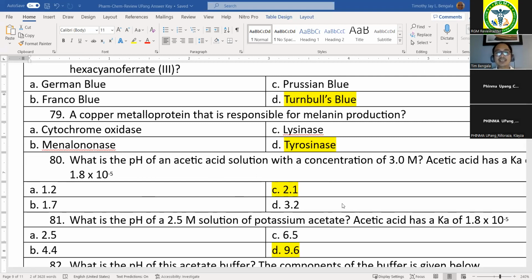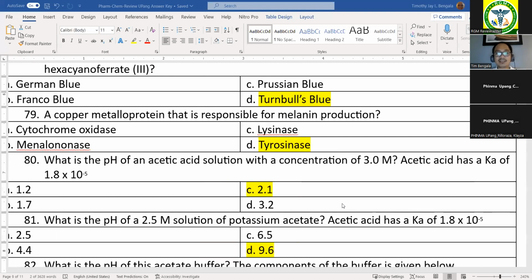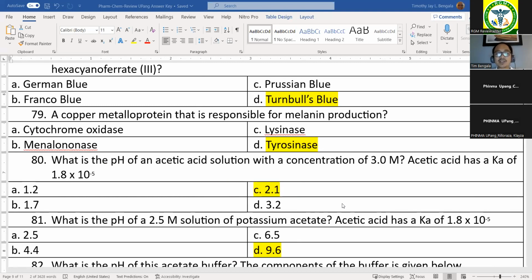For number 80, again, we have a weak acid, with the Ka given and the formula given. You just need to take the square root of Ka times the concentration. Then for the answer, get the negative log. If you did that, the answer would be 2.1. Okay? The examples I gave last time were fairly obvious. Here, you really need to compute. The answer you will get is 2.1.